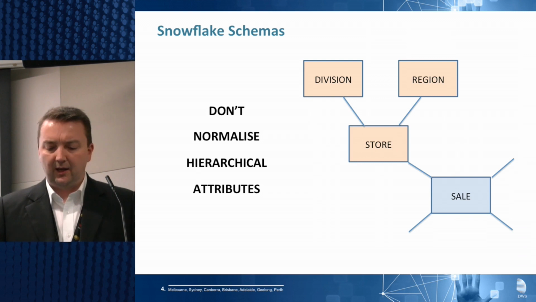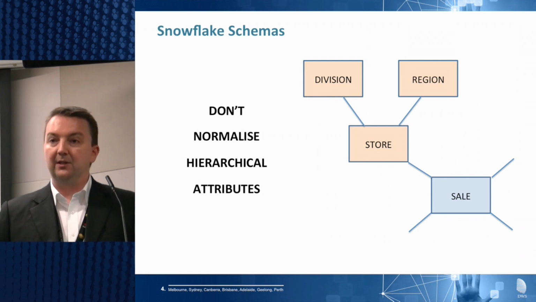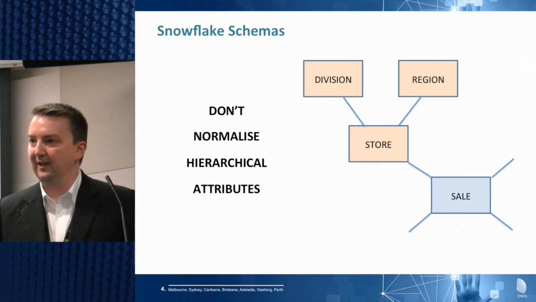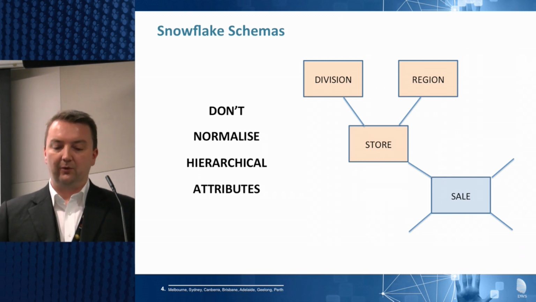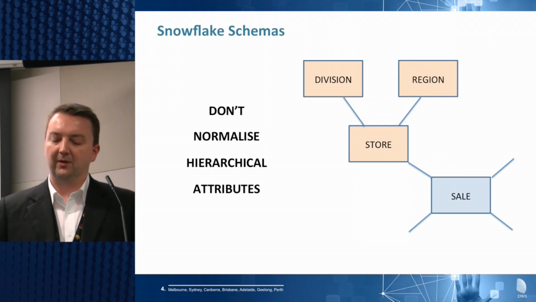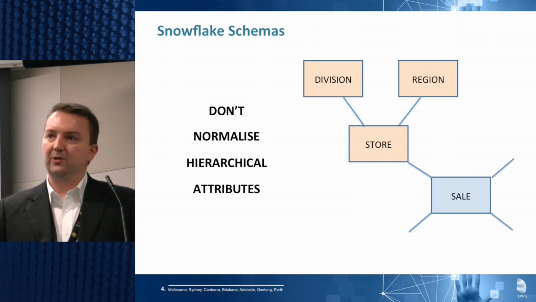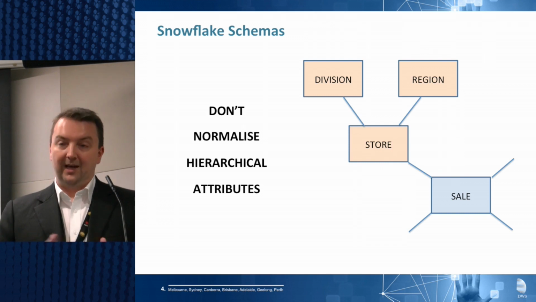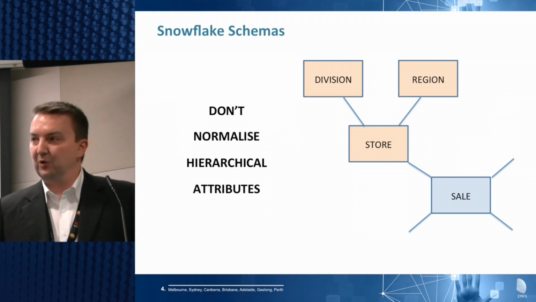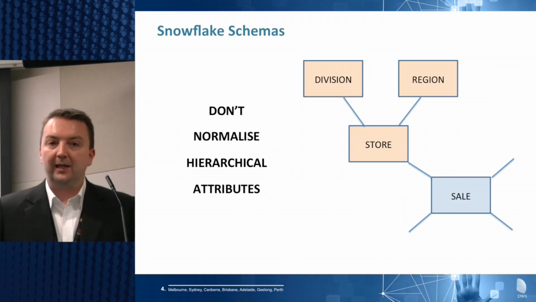This is a very tempting design for us because we're usually trained to normalise our data models, and when we see all of those hierarchical attributes sitting in the store dimension, we go, oh, well, that doesn't look quite right. All those dozens and dozens, or maybe 100 attributes in the one table, looks a bit weird. Let's normalise.